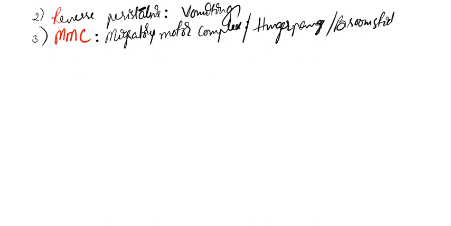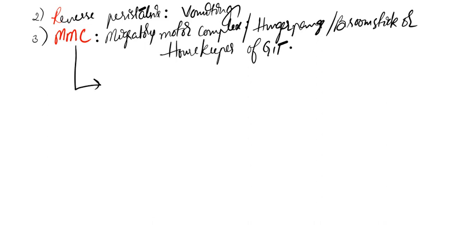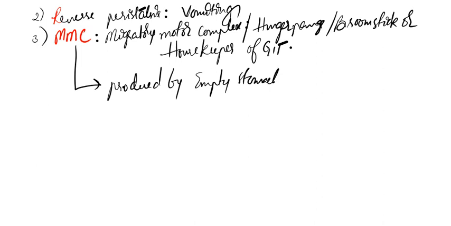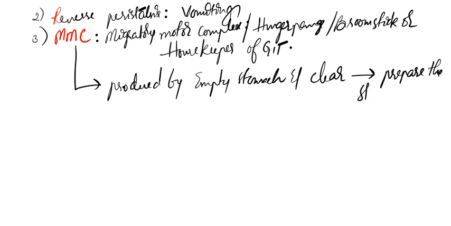Broomstick of what? Broomstick of GIT, or you can also call it the housekeepers of GIT. So what does this migratory motor complex do? These are produced by the empty stomach. Remember, these are produced by the empty stomach, and what they do is they clear all old contents to prepare the stomach for the next meal.